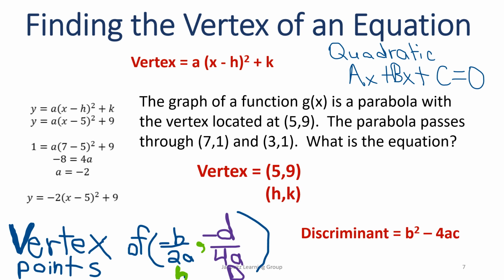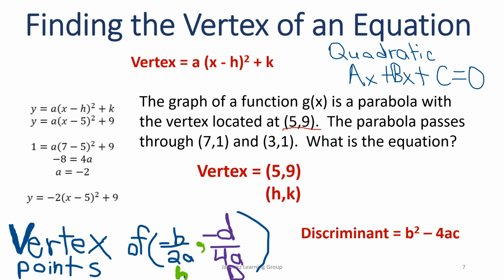Okay, so here's a problem. The graph of a function g of x is a parabola with a vertex located at 5 and 9. So they gave you your x and y values. I'm sorry, your h and k values, which is another way of saying x and y. So just write h and k. K in a lot of your equations is meant to be a constant, but in this case it's y. That's your h and k. That's your vertex, so label that.